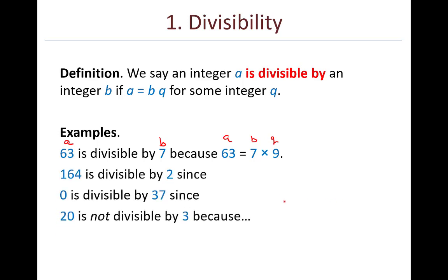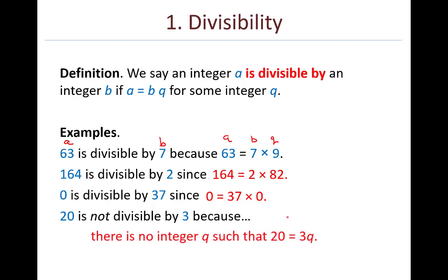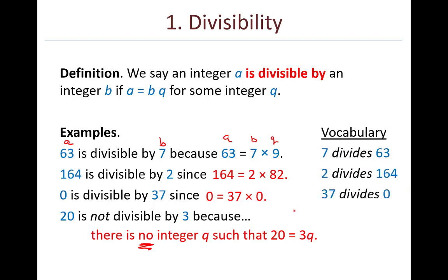How about these next 3 statements? 164 is divisible by 2 since 164 equals 2 times 82. 0 is divisible by 37 since 0 equals 37 times 0. 20 is not divisible by 3 because there is no integer q such that 20 equals 3q. Some vocabulary. We also use the word divides often. We might say 7 divides 63, or 2 divides 164, or 37 divides 0.